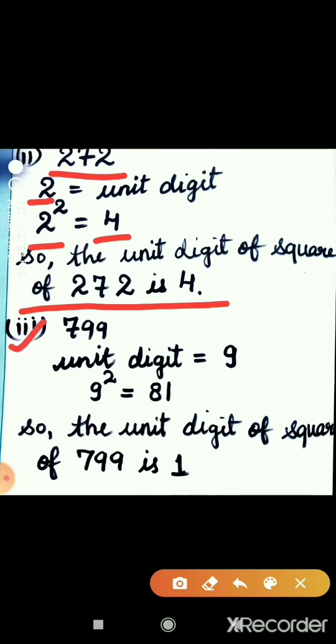Third part, 799. Unit digit of 799 is 9. Square of 9 is equal to 81. So the unit digit of square of 799 is 1.